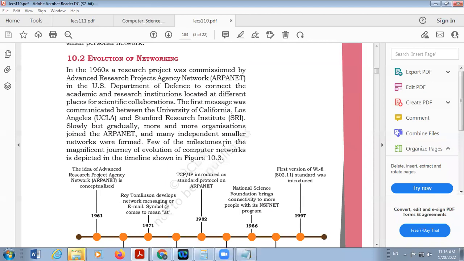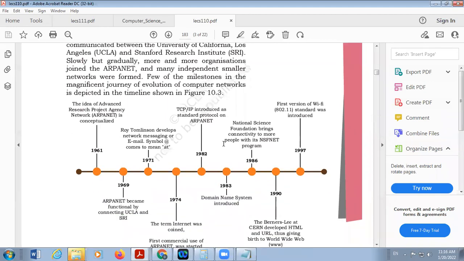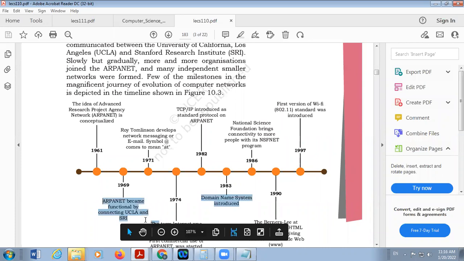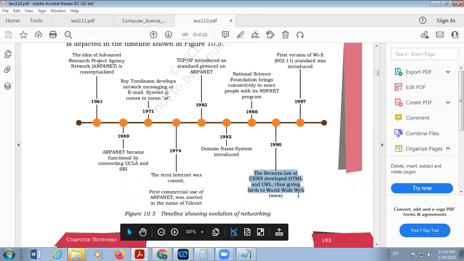And we also discussed the evolution of networks from 1961 to 1969. It was the time of ARPANET. Then in 1971 email was invented, then 1974. So these are the basic three things: ARPANET, then NSFNet in the 1980s, and then in the 1990s the internet. So these are the three main dates.